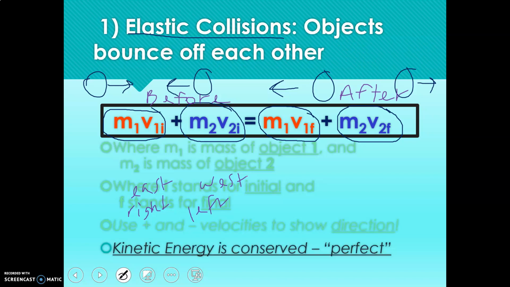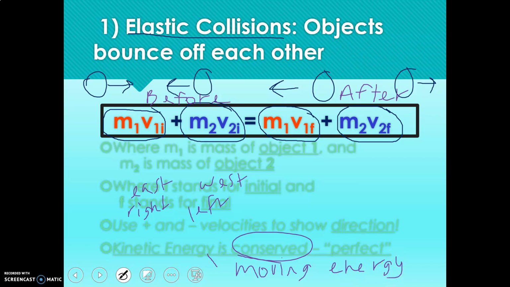And for these elastic collisions, they are considered perfect, meaning kinetic energy is conserved. So kinetic energy remains the same from before and after the collision. Remember, kinetic energy is the moving energy. When objects are in motion, they have kinetic energy.